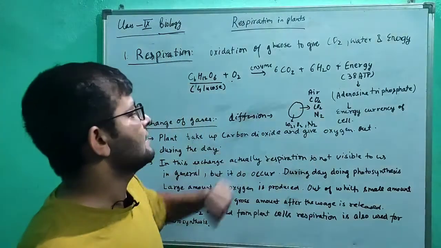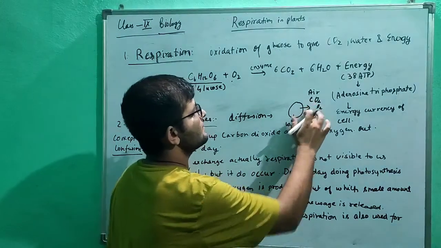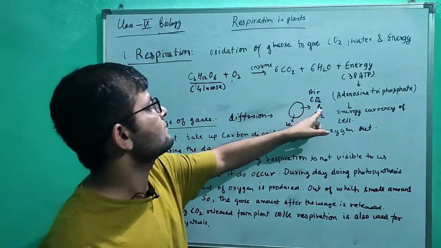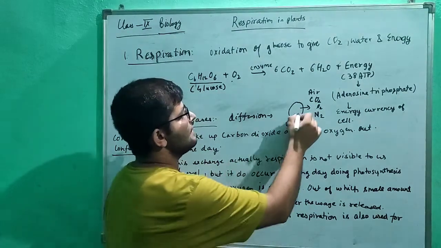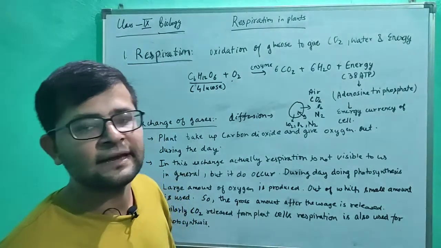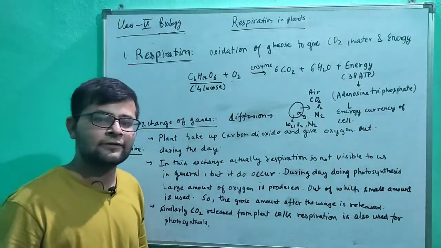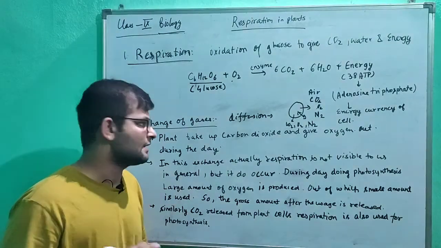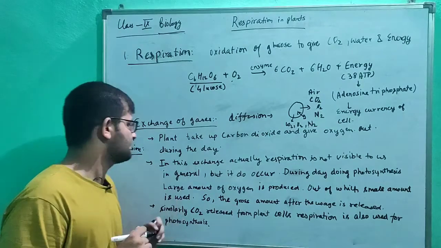Okay, in the same fashion, when we talk about oxygen, when the concentration of oxygen inside the cell is less, the oxygen from the atmosphere will move inside of the cell. This movement of gases is called diffusion. It is the concentration which is going to decide whether the gas will move inside or whether the gas will move outside of the cell. This happens in plants and unicellular organisms.